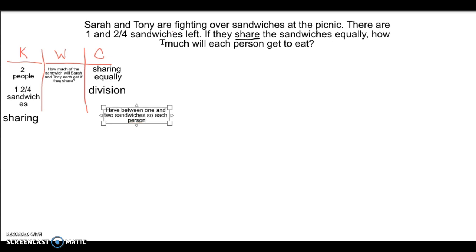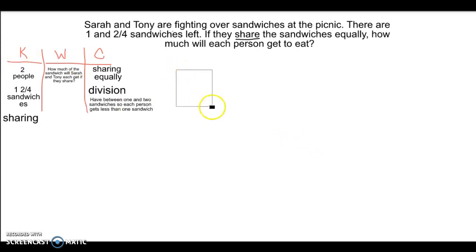So each person gets less than 1 sandwich. I don't know what that amount is yet, but I know that's what I'll be finding out. All right, now that I've made my KWC chart, I am quite certain that I understand this problem, and I'm ready to get started solving it.